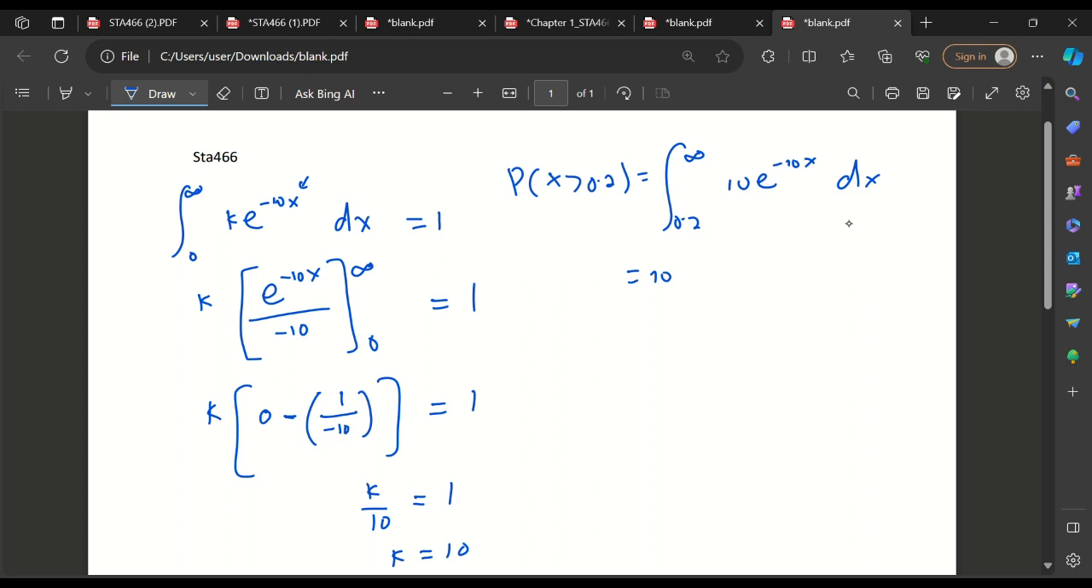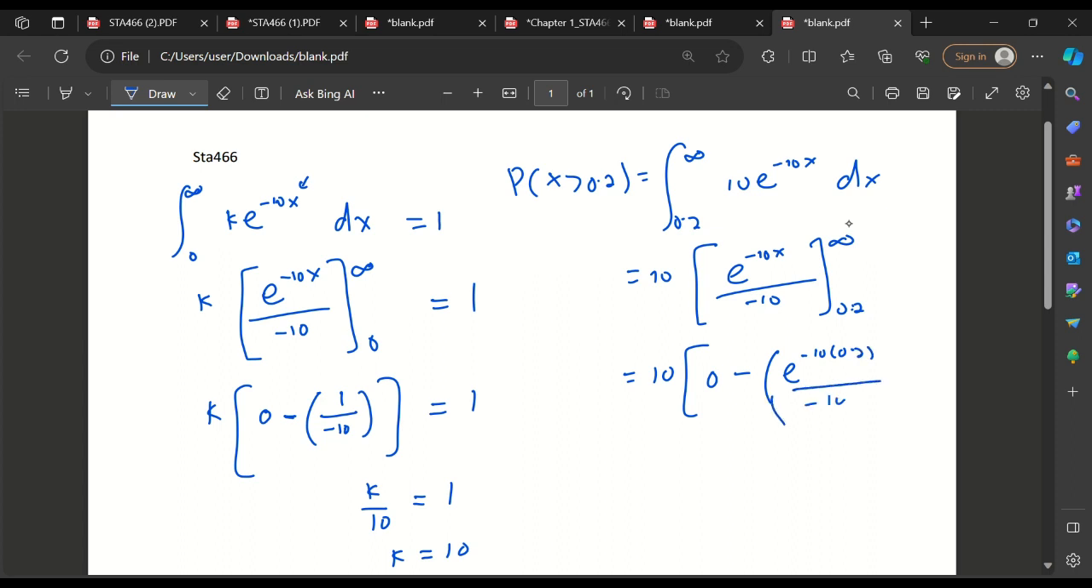So I bawa 10 keluar. Okay, integrate e negative 10x divide dengan negative 10. Macam tadi lah, 0.2 infinity. So it will be 0 minus dengan e power of negative 10 multiply 0.2, divide dengan negative 10.